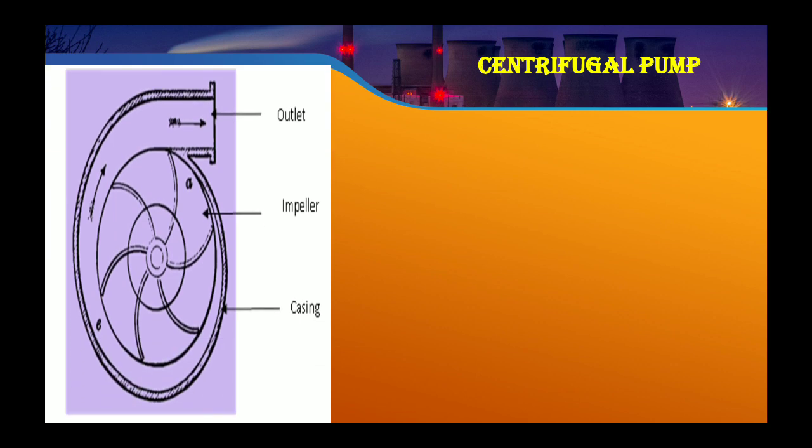Now the next one is the centrifugal pump. Here you can see the centrifugal pump image or constructional view. That is the impeller which produces the centrifugal force and which is rotated with the help of an electric motor. This is the casing and that is the water outlet. The centrifugal pump is just like the centrifugal compressor. In the centrifugal compressor, air is used, and in the centrifugal pump, water is used.